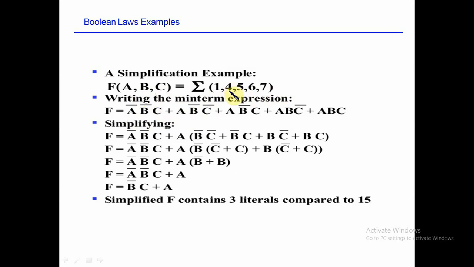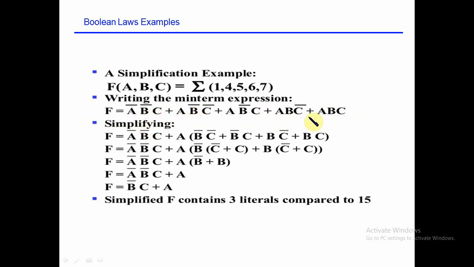Next, for 4, b bar and c bar are 0, and a is present. Same for 5, where c is present, meaning 4 and 1. For 6, a and b are present. For 7, all the terms are there. And we take this equation for the reducing purpose and simplify the equation.